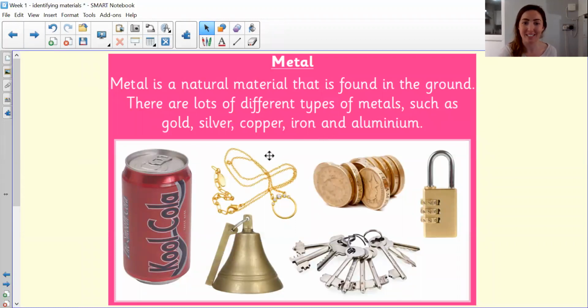What material are all these things made from? Metal. Metal is a natural material. It's found in the ground. There are lots of different types of metals, such as gold, silver, copper, iron, and aluminium.